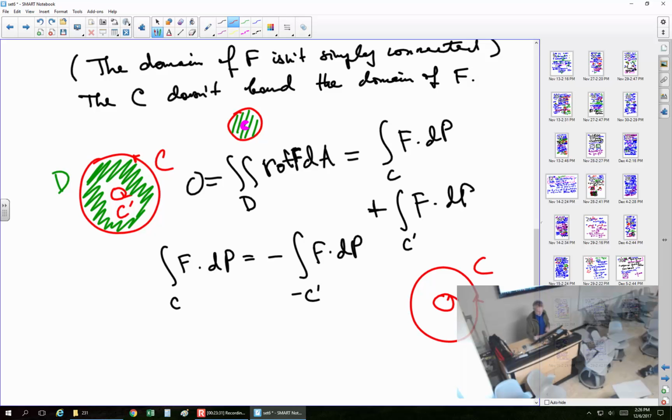C going clockwise, this is negative C prime, also going counterclockwise, and together it turns out that the line integral along the bigger circle is the same as the one along the smaller circle, according to Green's theorem. Why? The simple reason is there is no rotation, the rotor is zero, so it doesn't matter which circle you pick or which path you pick, you're going to have the same value of the line integral of work.